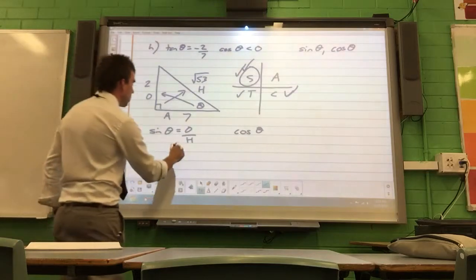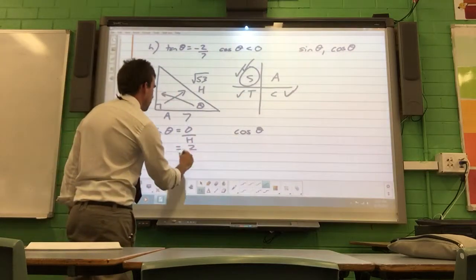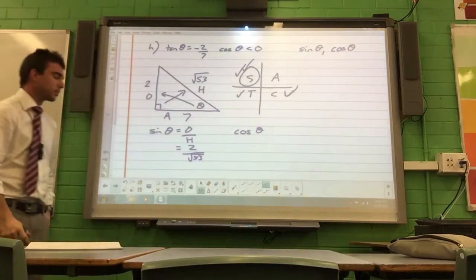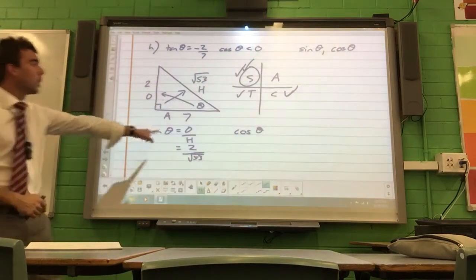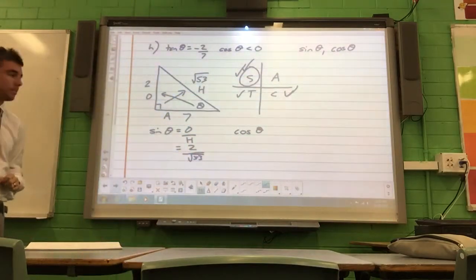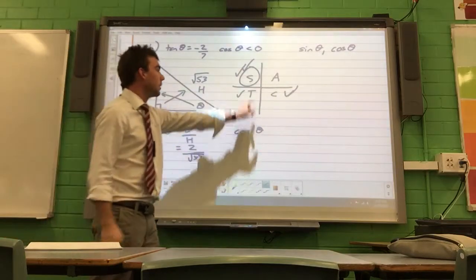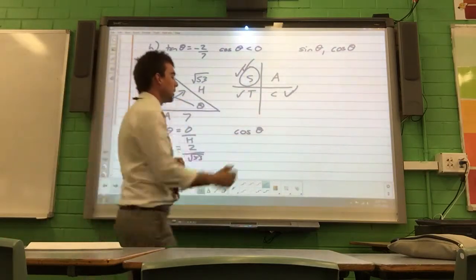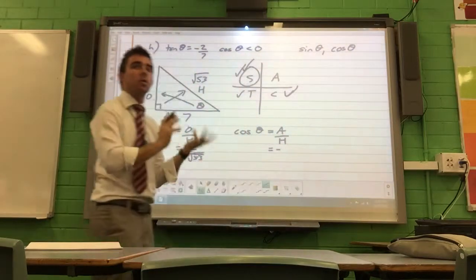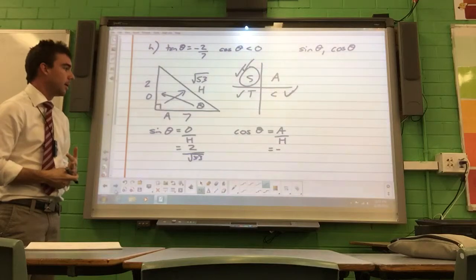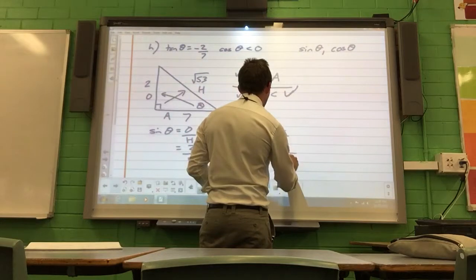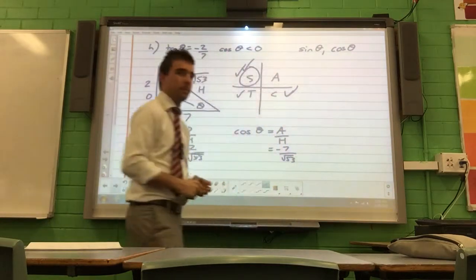Sine theta is opposite over hypotenuse. So 2 over the square root of 53. And we are referencing the second quadrant, so this fraction is going to be positive. Cos in the second quadrant is negative. So A over H, and in the second quadrant cos is negative. A is 7, H is square root of 53.